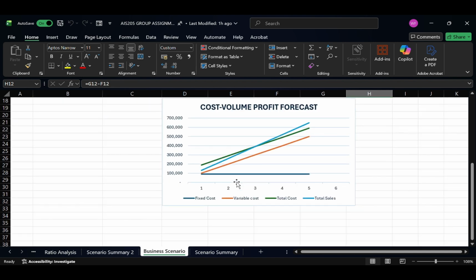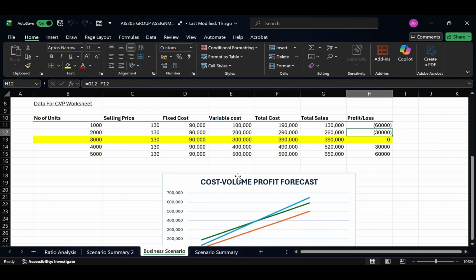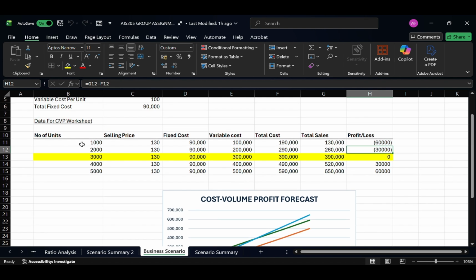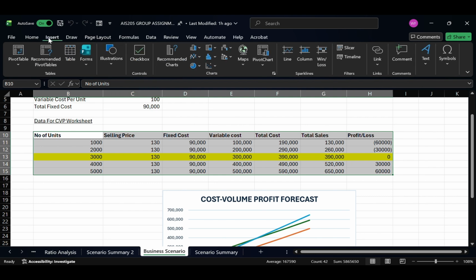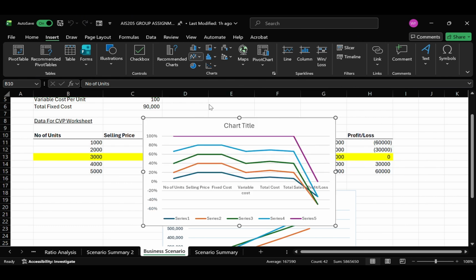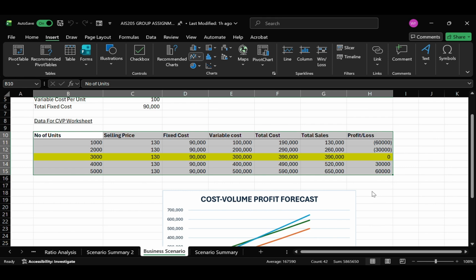So how we got this graph right here: just highlight the table above and use the insert tool, and after that you can see we can use a lot of charts from this part and choose the suitable one to represent this graph.